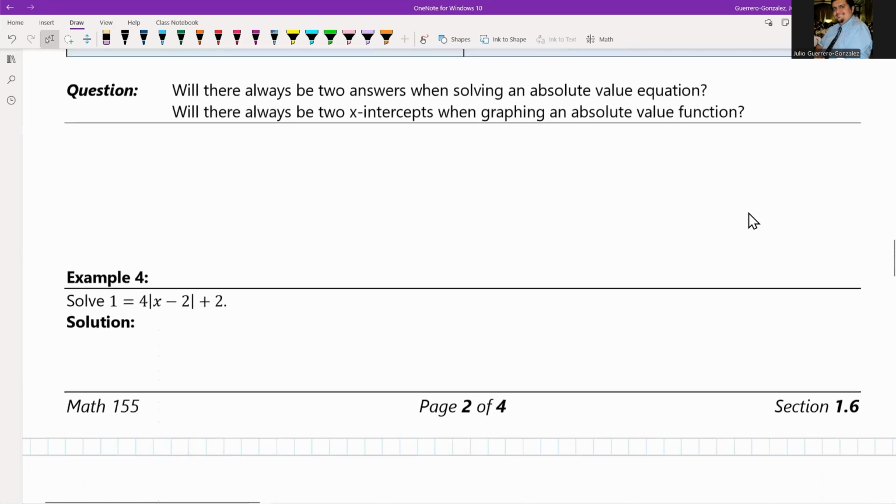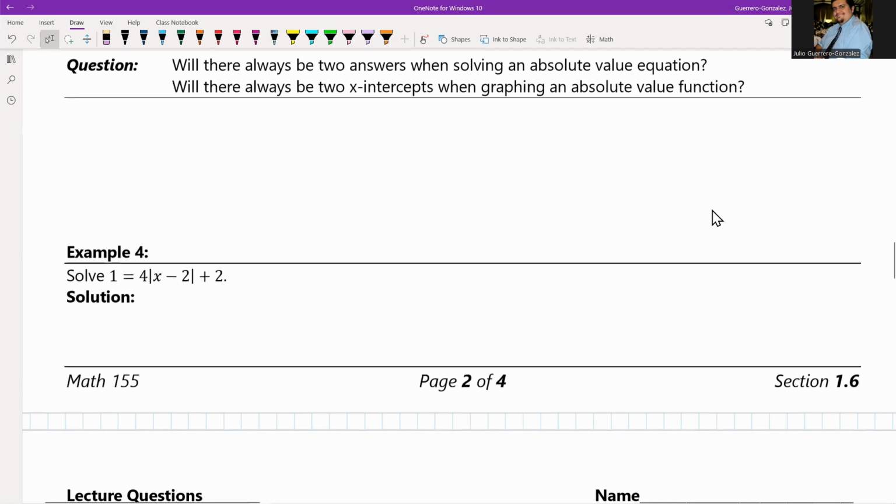Okay, so now is a very particular question that I need to cover, and this will be something that pops up on a regular basis if you do any of the harder sciences. Will there always be two answers when solving an absolute value equation, or will there be two x-intercepts when graphing an absolute value? Give yourself a second. The answer to these is no, not always.